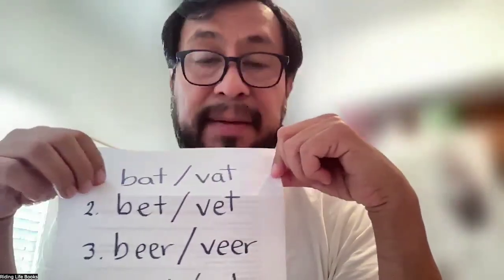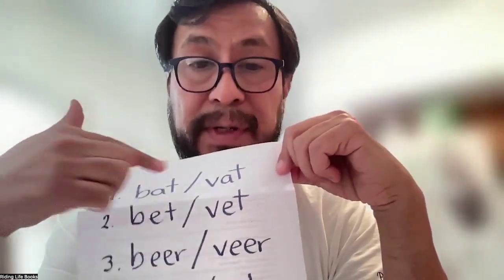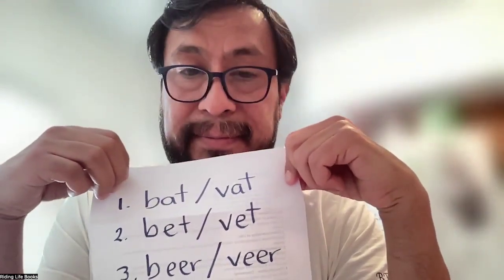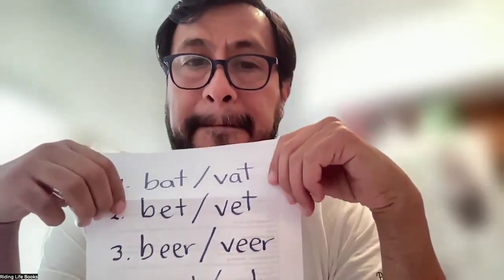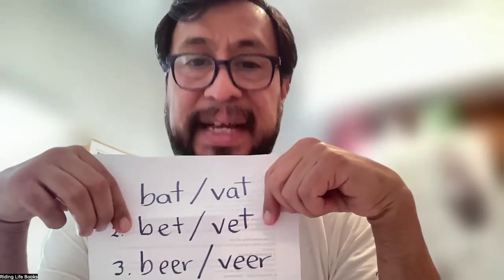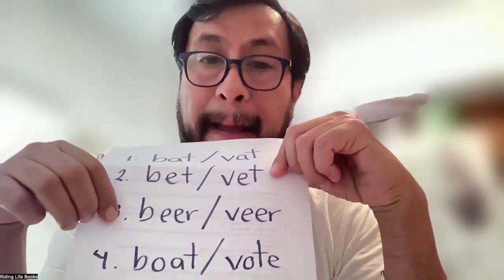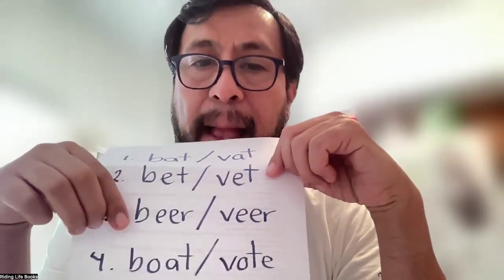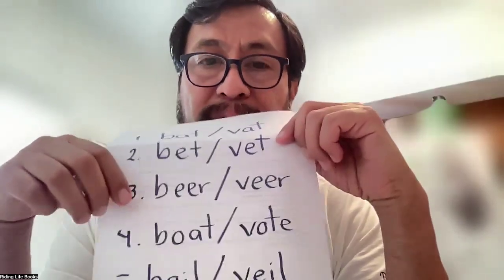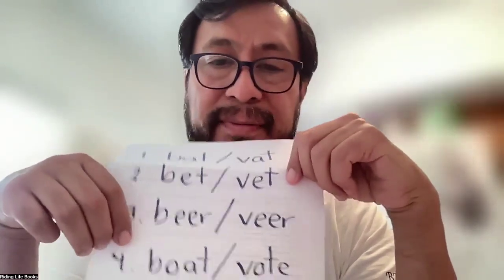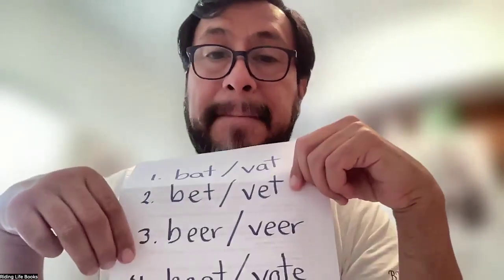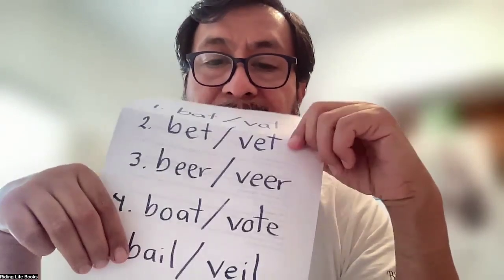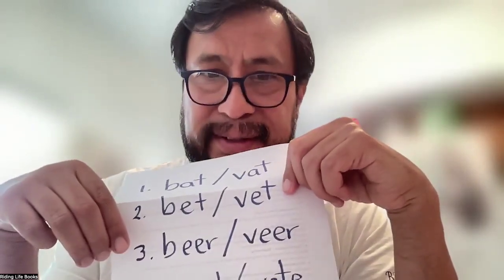So the first one, number 1, with me. We're going to go in this order. Bat, vat. Number 2, bet, vet. 3, beer, veer. 4, boat, vote. 5, bail, veil. Okay, so now pay attention.